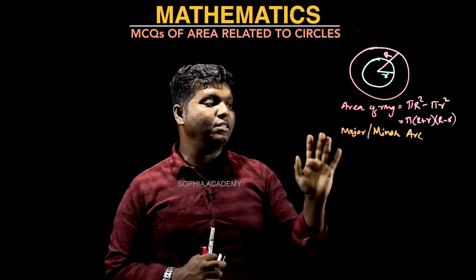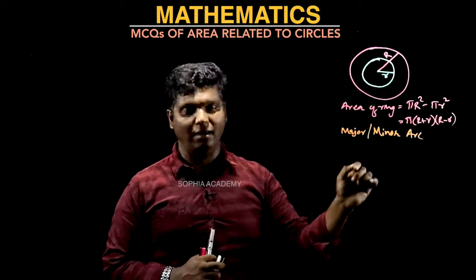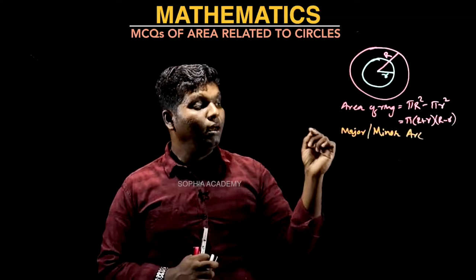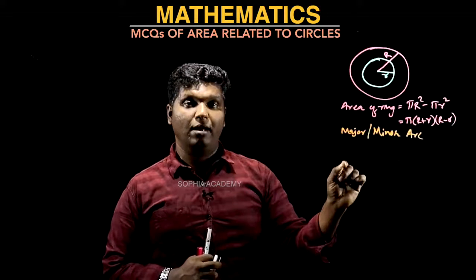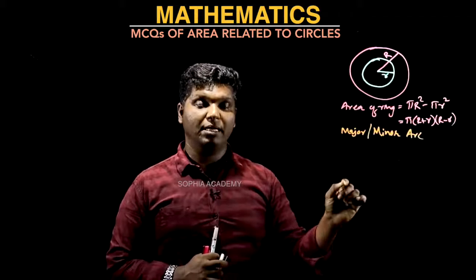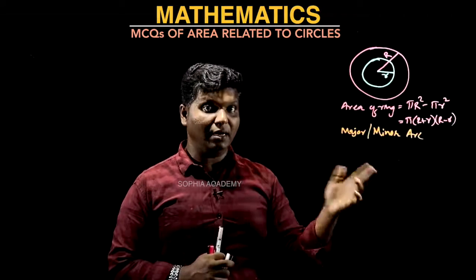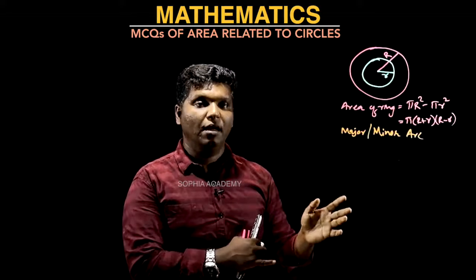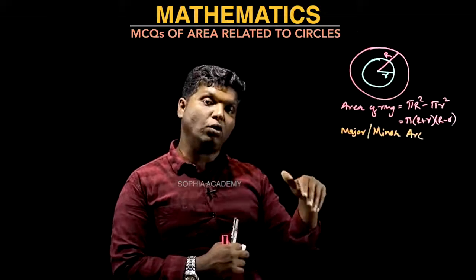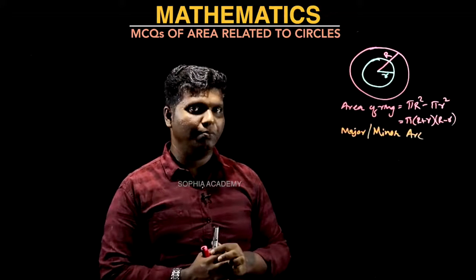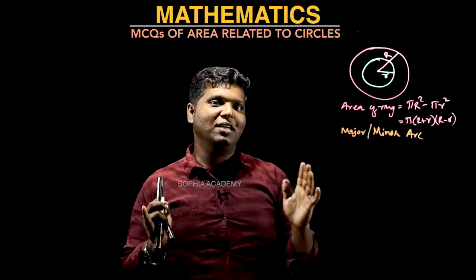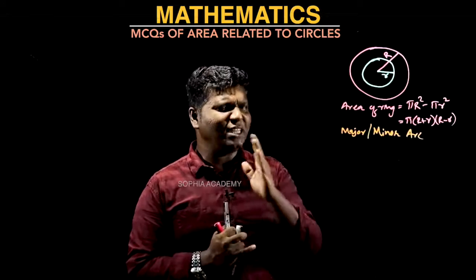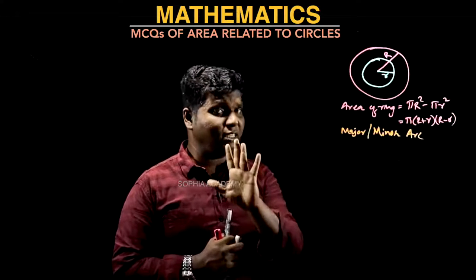But for easiness, I will tell you to focus on the minor arc. Remember the length of the minor arc, area of the minor segment, minor sector, everything minor. From that you will automatically be able to find the major one also. So there is no need to study all the equations together and make your head into a problem. If you understand the minor, that's enough.